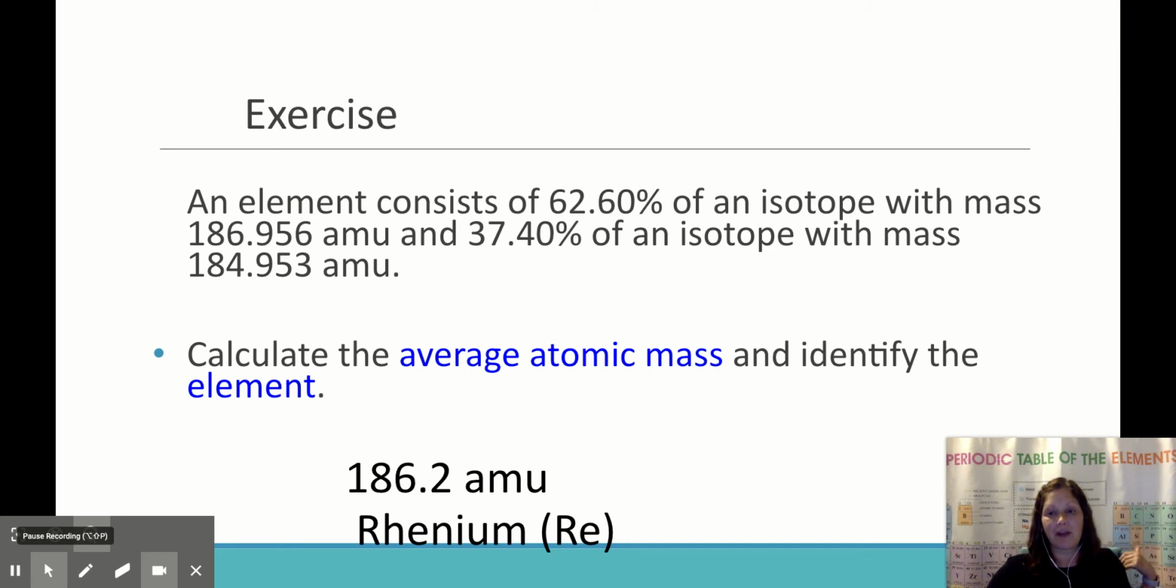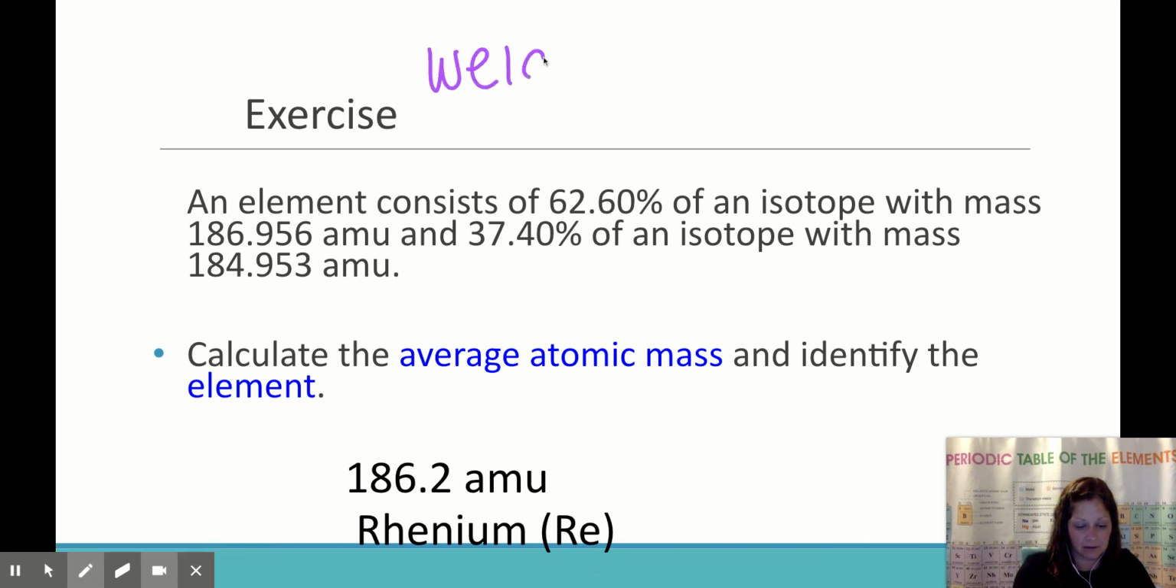Any element, remember, has its average atomic mass on the periodic table. And the way that we find the average atomic mass is by taking the percent abundance times the mass of the isotope and then making that weighted average.